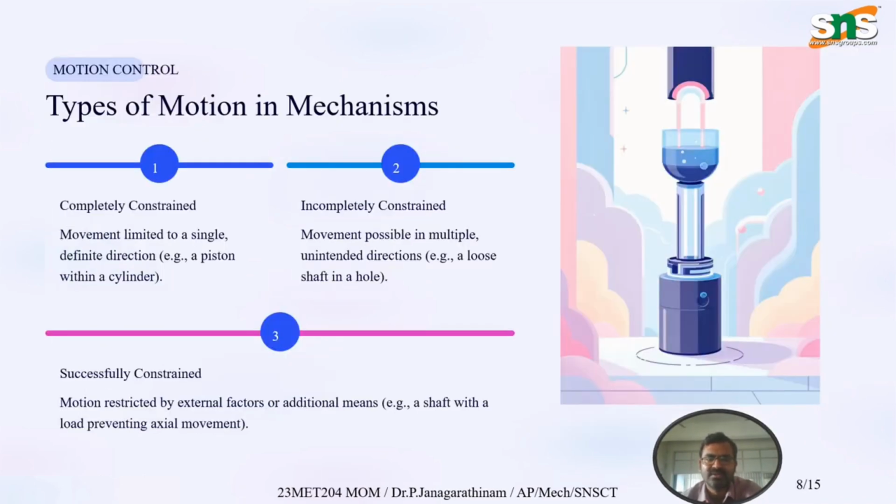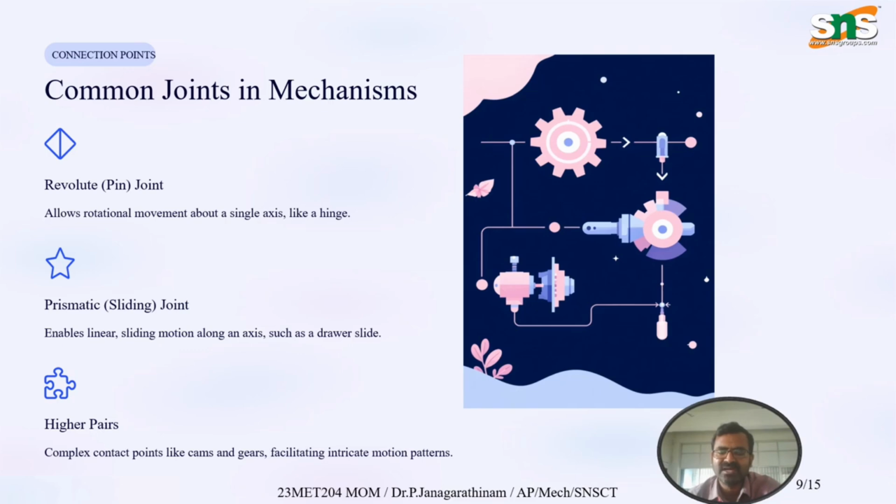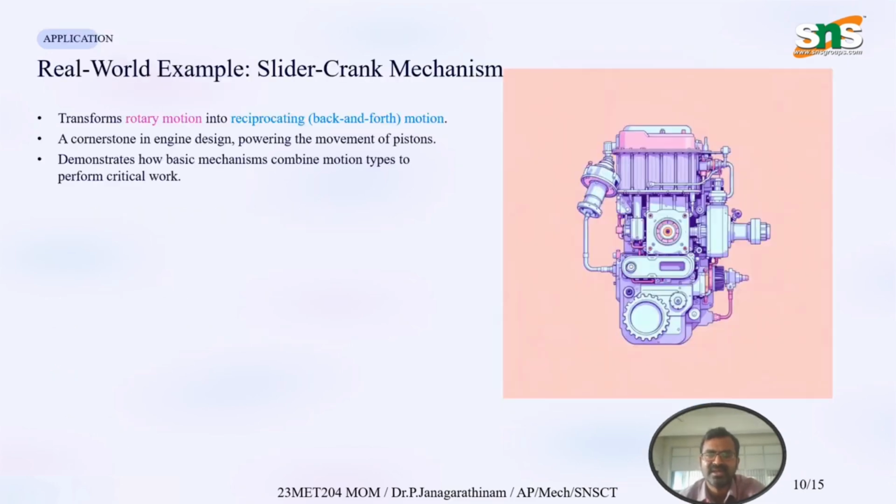There are three basic types of mechanisms. The first is completely constrained, where the movement is limited to a single definite direction. Another is incompletely constrained, which means movement is possible in multiple directions. And successfully constrained is where motion is restricted by external factors or additional means. The common types of joints are revolute joints, prismatic joints, sliding joints, and higher pairs. These are the different types of joints used in our mechanisms.